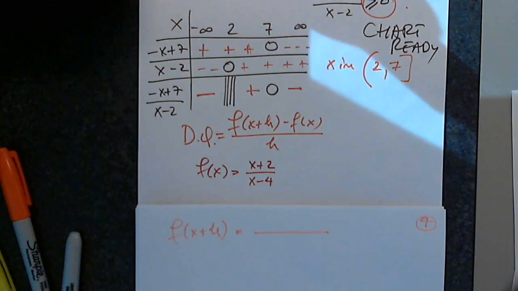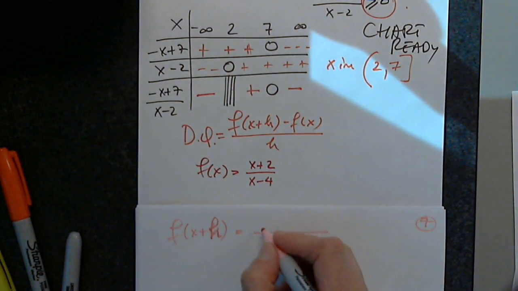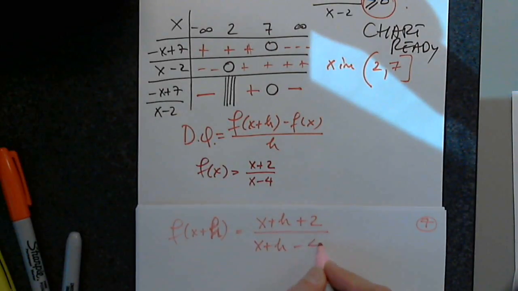How to observe a function and say, oh, I know the pattern. This one says f of blah equals blah plus 2 over blah minus 4. And blah can be anything you want. And it turns out that my blah now is x plus h. Okay, so that's very important to identify the function like that. So this is x plus h plus 2 over x plus h minus 4.